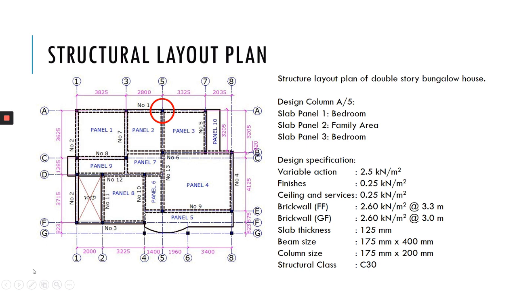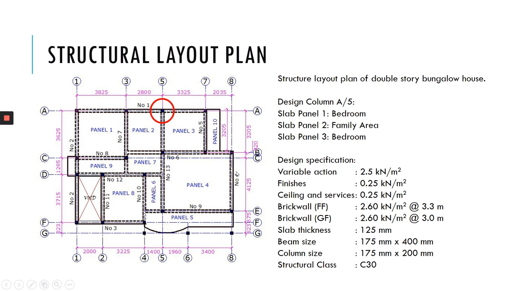So this is an example for structure layout plan of double-story bungalow house. I'm going to design column A5 here. So this column A5 is connected with two direction of beam here and also here. Okay. And it also connected with two slab here, panel 2 and also panel 3. So consider as panel 2 is a family area, panel 3 is a bedroom.